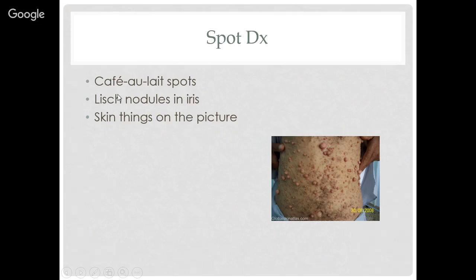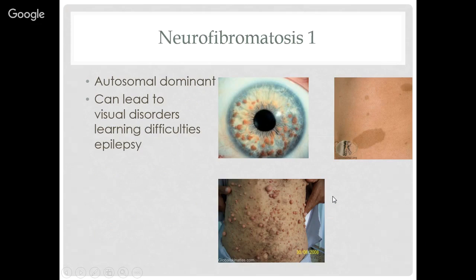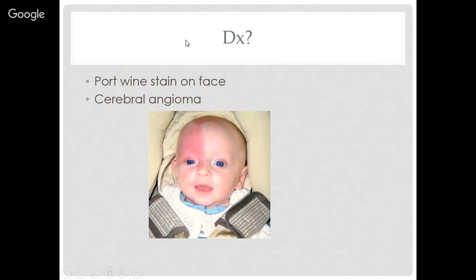There are all these cutaneous things like the cafe au lait spots and these neurofibromas. I had an OSCE patient once, a SIM patient with neurofibromatosis. It was really annoying, because you want to say something about that, but it's got nothing to do with why they're in the OSCE. Visual disorders, learning difficulties, and epilepsy. So it's got both central and peripheral and skin stuff. That's what all of these neurocutaneous syndromes are.